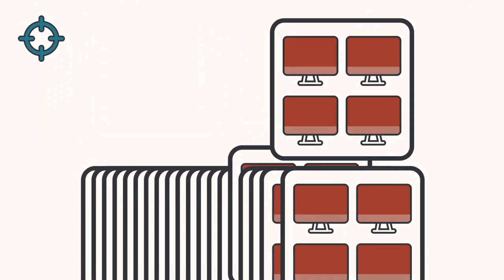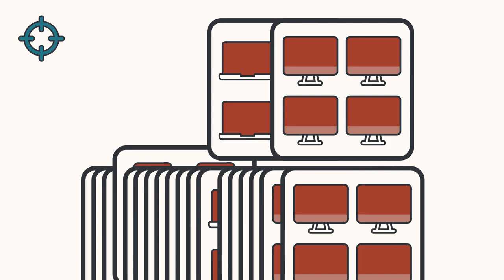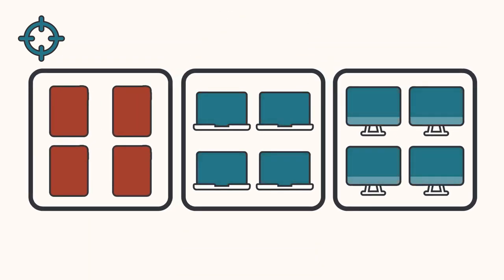For the targets, we can specify as many groups of devices as we'd like to receive the update. The targets can include groups of computers, groups of mobile devices, or both at the same time. If you'd like to know more about making groups of devices, take a look at device groups in the resources.